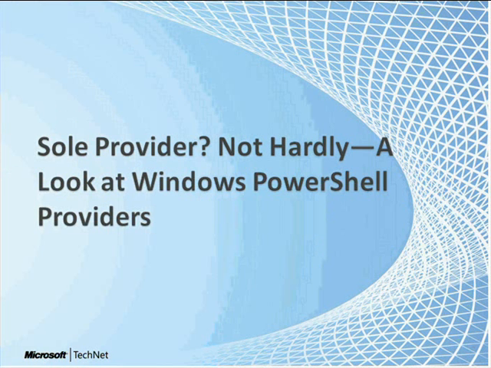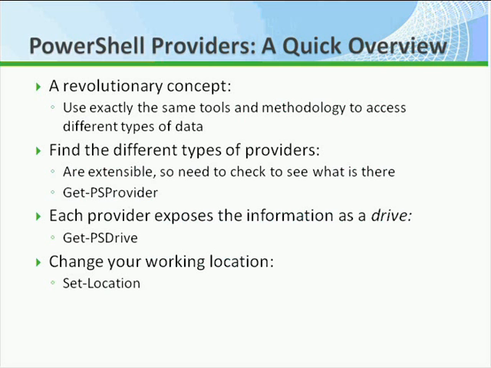And the thing that makes it such a powerful idea is the fact that Windows PowerShell uses the providers to allow us to access different types of information in exactly the same way. And what this means is that I can look at the registry in the same way that I look at the file system. I can find out information about environmental variables or certificates in the same way that I would find out information about files or folders on my hard drive.